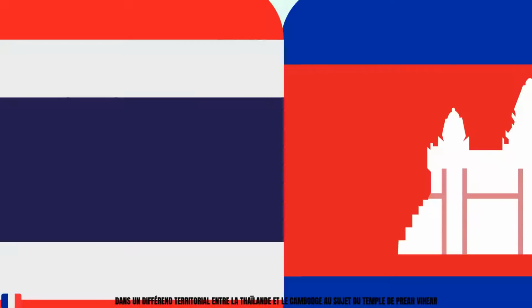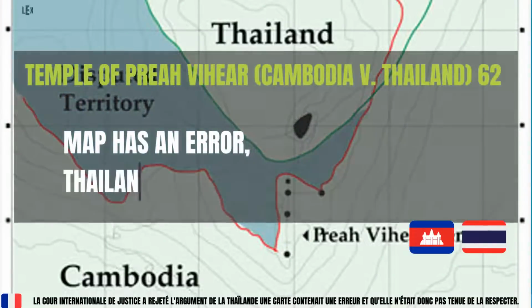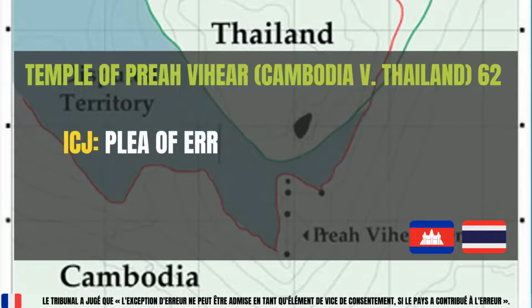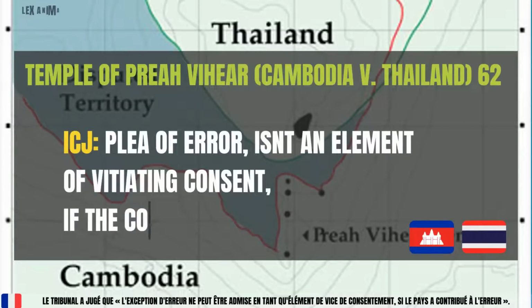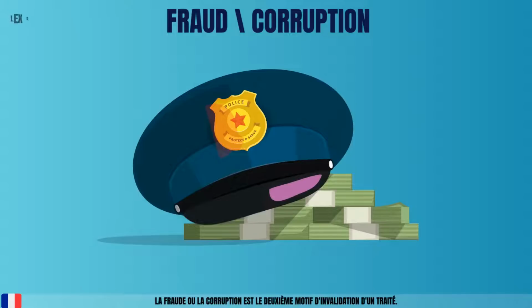In a territorial dispute between Thailand and Cambodia over the Preah Vihear Temple, the International Court of Justice rejected Thailand's argument that a particular map contained an error, and therefore it was not bound to observe it. The court held that the plea of error cannot be allowed as an element of vitiating consent if the country contributed to the error.